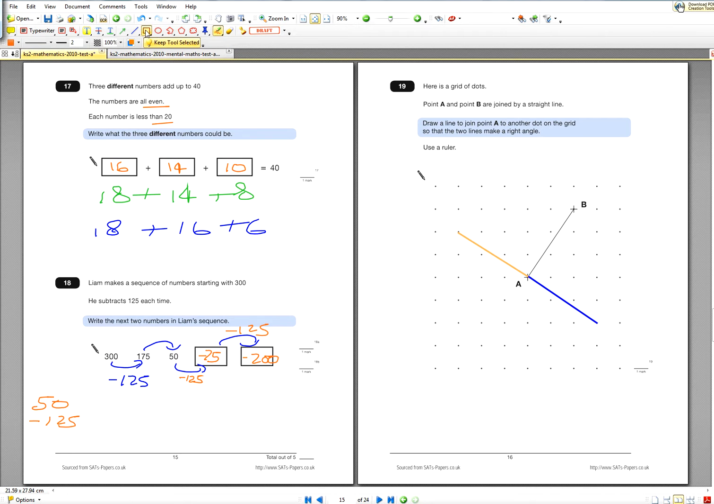So where's the right angle? The right angle looks like this. It's 90 degrees. Well, I can't do it on this particular page, but that's what the answer should be.